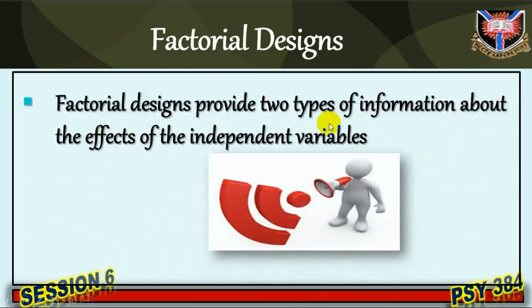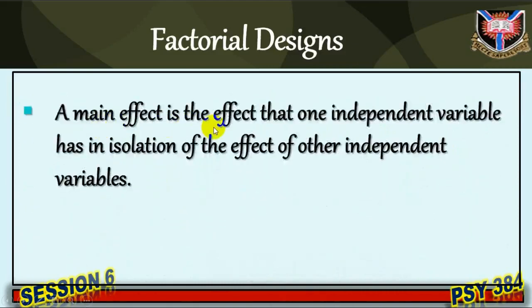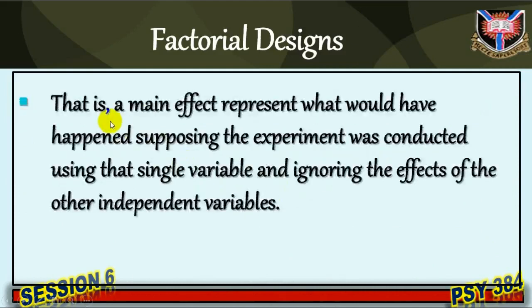Factorial designs provide two types of information about the effect of the independent variables. A main effect is the effect that one independent variable has in isolation of the effect of other independent variables. That is, a main effect represents what would have happened supposing the experiment was conducted using that single variable and ignoring the effect of the other independent variables.